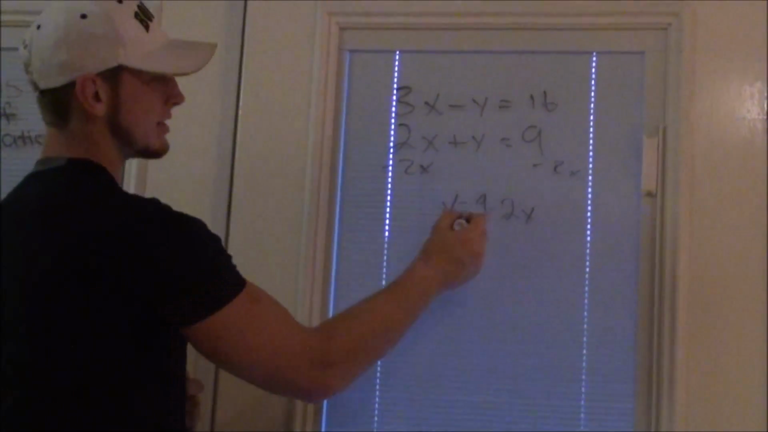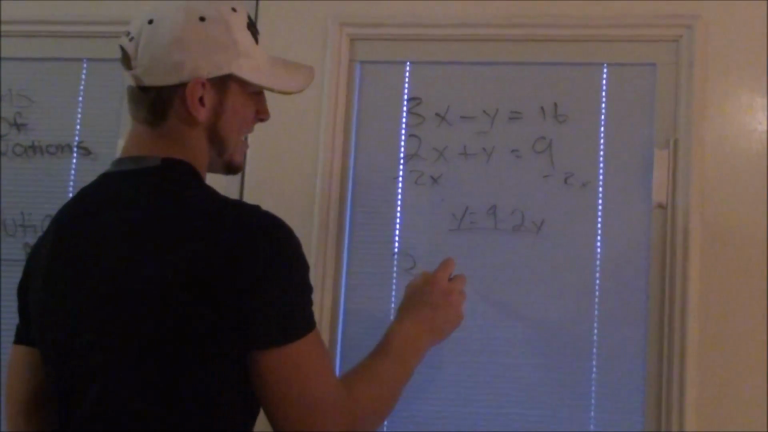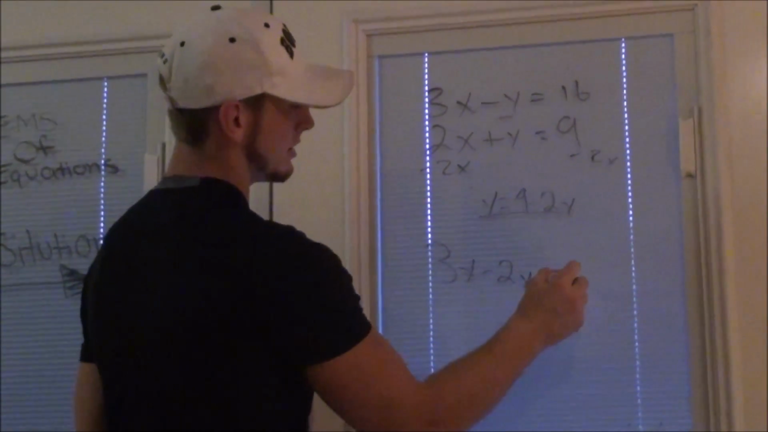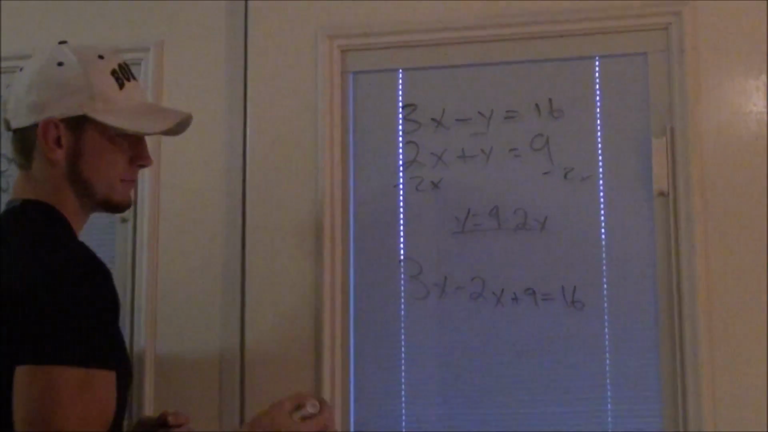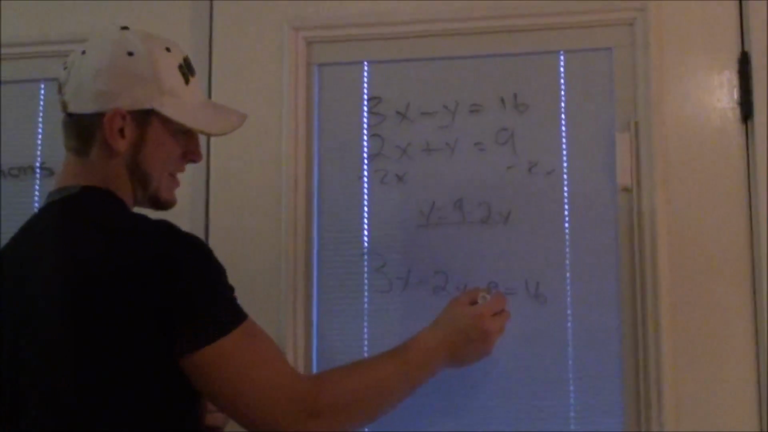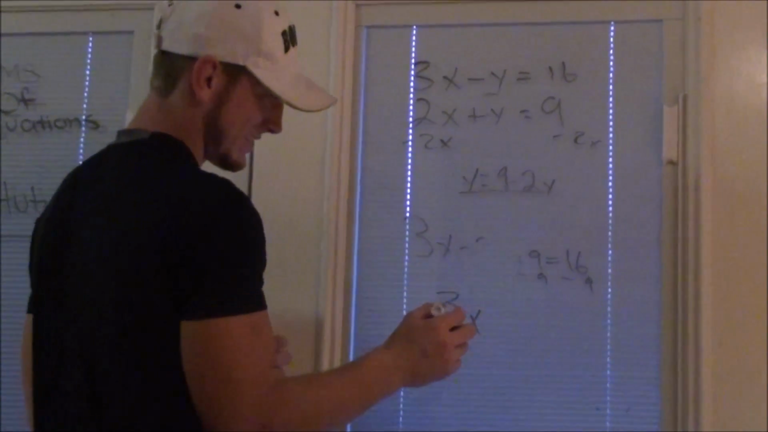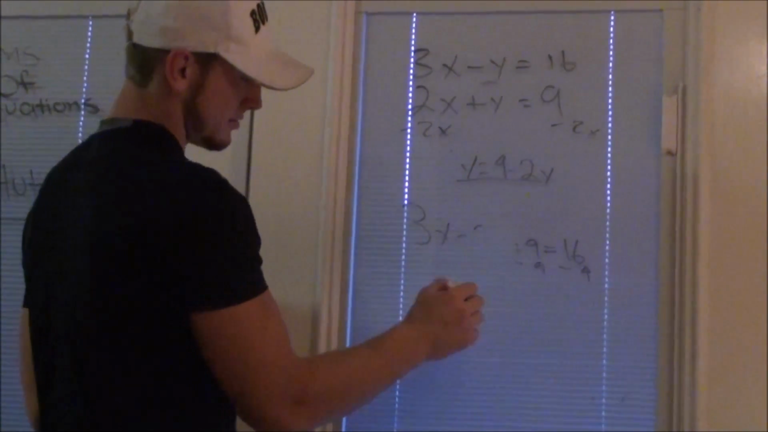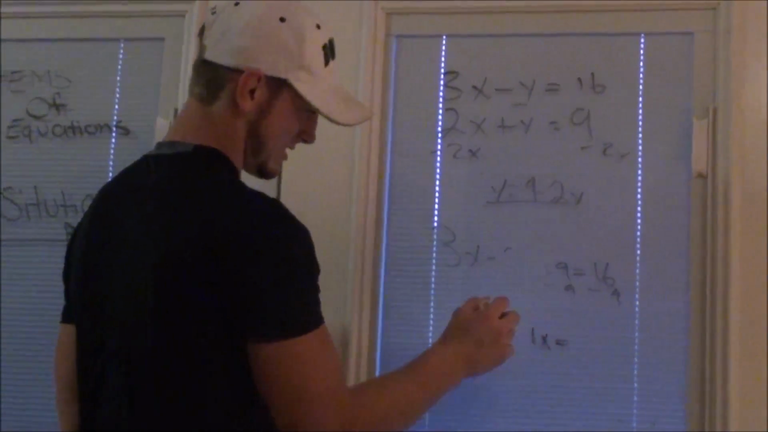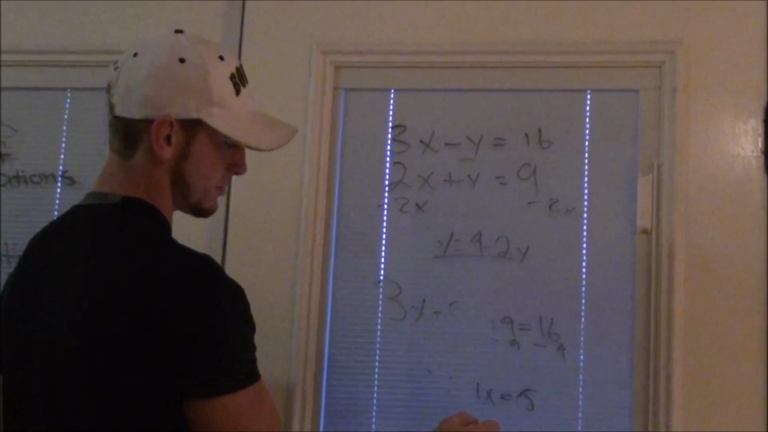And then we're going to take this and plug it in up here, so we have 3x minus (9 minus 2x)... 3x minus 2x plus 9 equals 16. So then we'll minus 9 here, and we'll have 1x equals 5 from this, and then x equals 5.